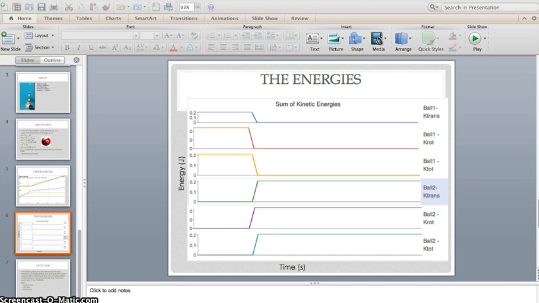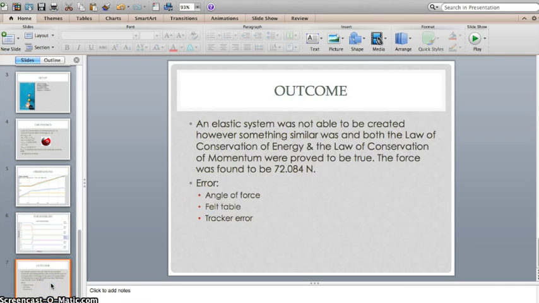However, I was able to put the collision as being the point at which the distance between the two balls, or the two centers of mass, was equal to the sum of their two radii, which means that when they were that close, their edges must have touched and the collision would have occurred. And so the outcome was that an elastic system was not able to be created. However, something similar was, and both the law of conservation of energy and the law of conservation of momentum were proved to be true. And again, the initial force of the throw was found to be 72.084 newtons.